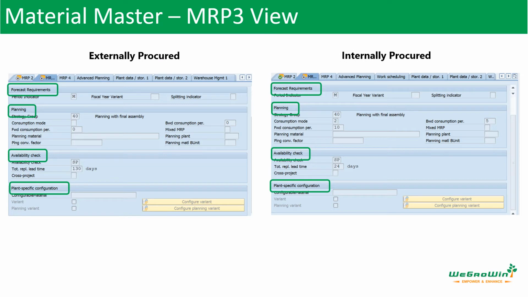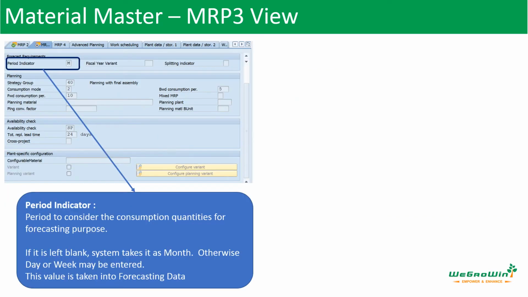In the MRP3 view, there is no difference between externally procured materials or internally procured materials. In the fields, there is no major specific difference like what we saw in the MRP2 view. Here it has 4 sections. One is related to forecast requirements, another is planning parameters, then availability check parameters, and then plant specific configuration details. We'll see them one by one.